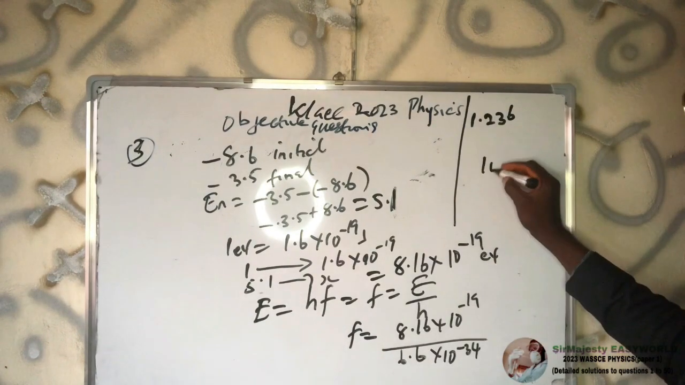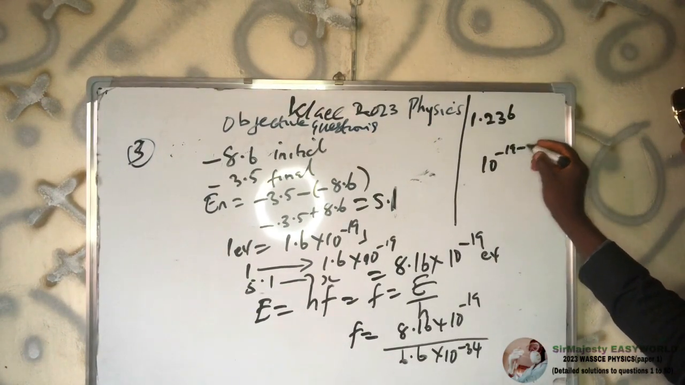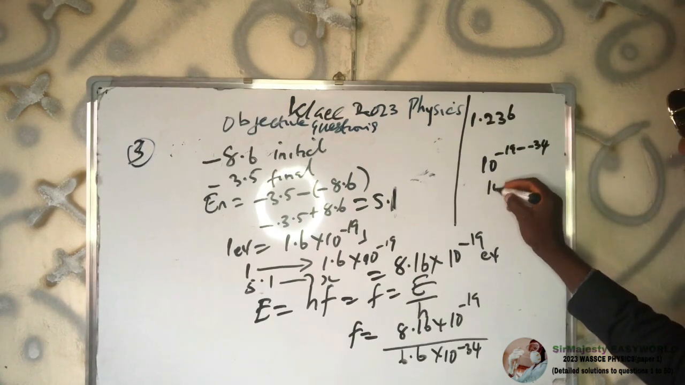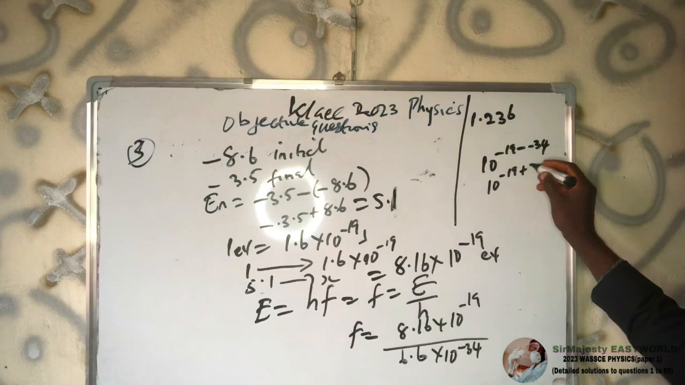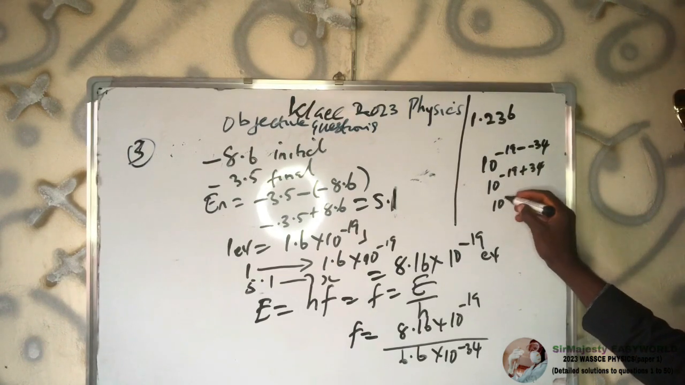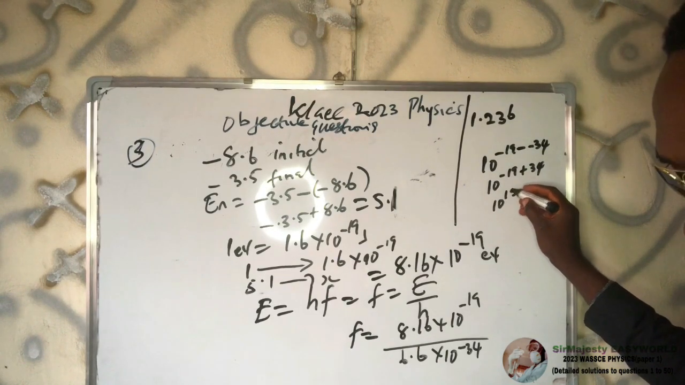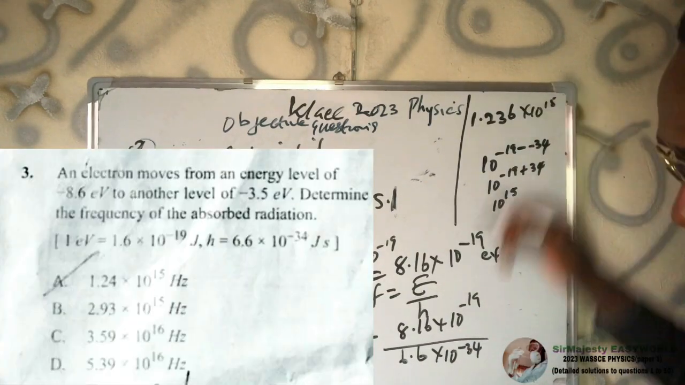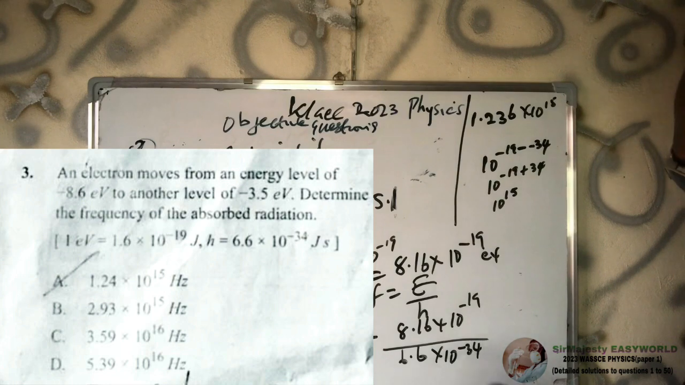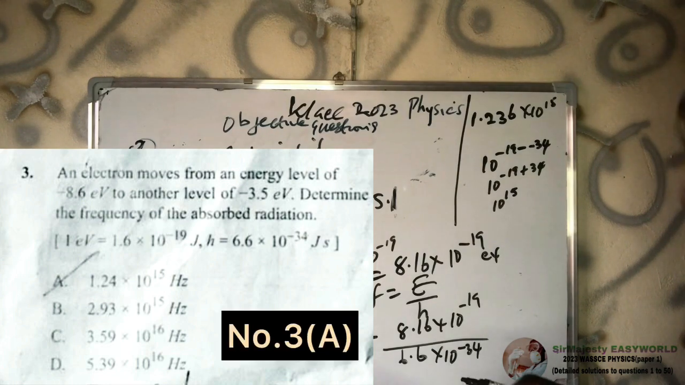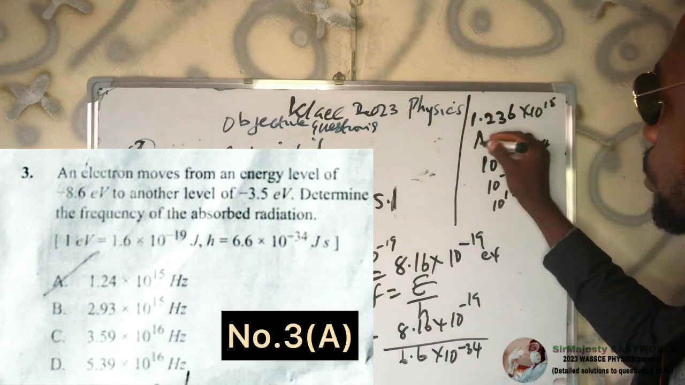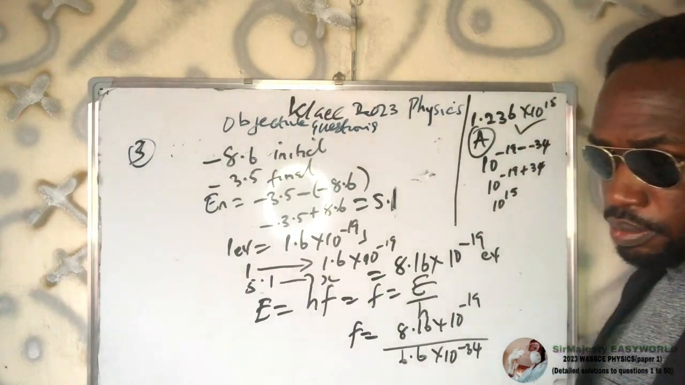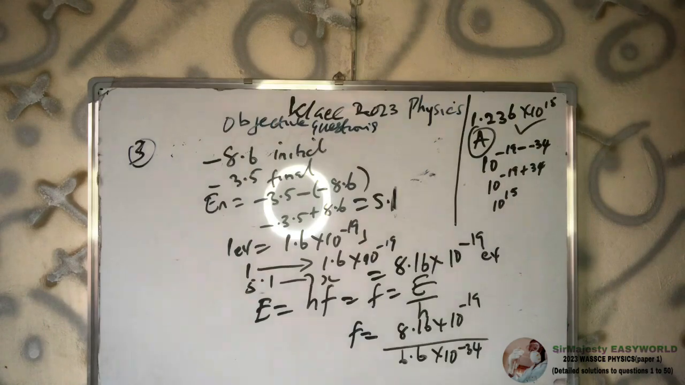Then for us to get this, according to the law of indices, since this is division, it's going to be minus. So we are going to see 10 raised to the power minus 19 minus minus 34, which automatically means 10 raised to the power minus 19 plus 34. That gives us 10 raised to the power 15. So that means this should be times 10 raised to the power 15. This should be our final answer, and that is option A. So A is the correct answer to question number 3. So that's it for that.